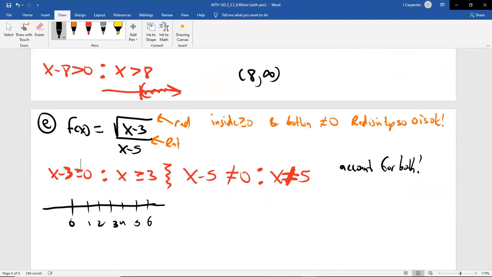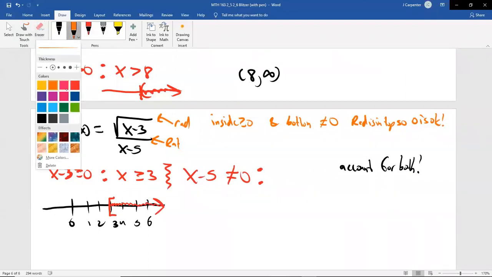So we said that the x has to be bigger than or equal to 3. So that aspect says, here's your 3. You're going to shade to the right of it. And then bigger than or equal means you put a bracket on the 3. Let me do this part in a different color. Let me just do that in blue.